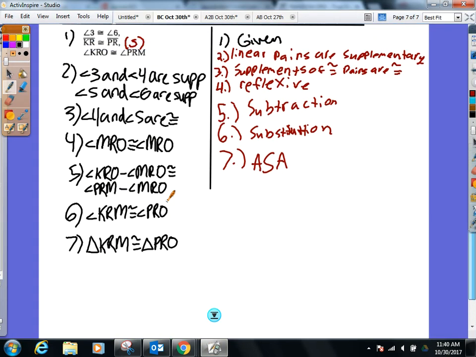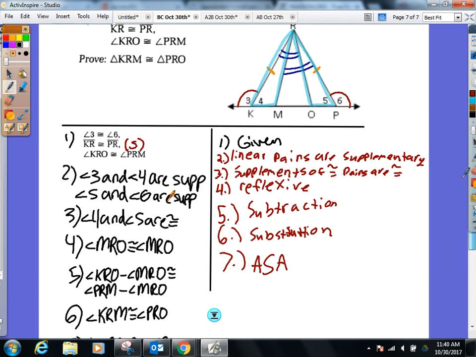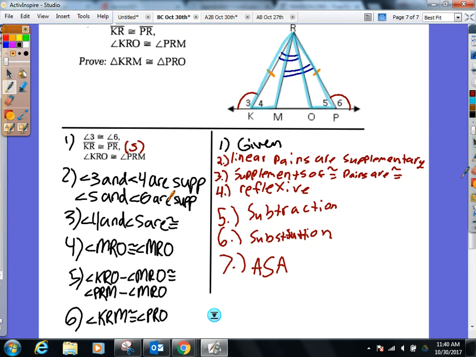Okay, let's see what they did here. First, they said 3 and 4 were supplementary, 5 and 6 were supplementary because linear pairs are supplementary. Good. Congruent angles have congruent supplements. Supplements of congruent pairs are congruent. That's fine. I maybe just put angles there instead. That's fine. Supplements of congruent angles are congruent. That's how you get 4 and 5 congruent. And that gave you a second pair.